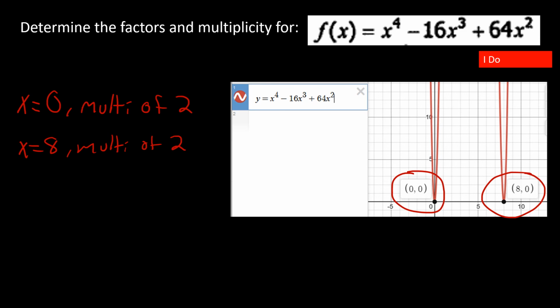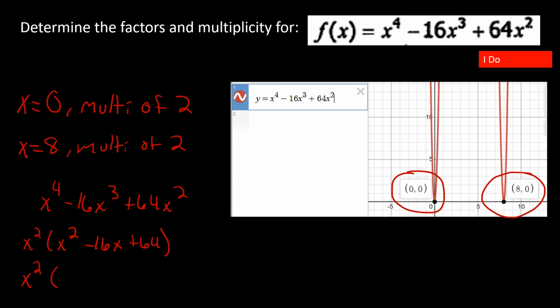Now, if you wanted to do this by hand, which I'll do real quick, you can say x to the fourth minus 16x cubed plus 64x squared. We can factor out an x squared, which leaves us with x squared minus 16x plus 64. We can still leave this as x squared, and then this trinomial would break down to two binomials, x and x. Two numbers multiplied that give me positive 64 but added together give me negative 16 would be negative 8 and negative 8.